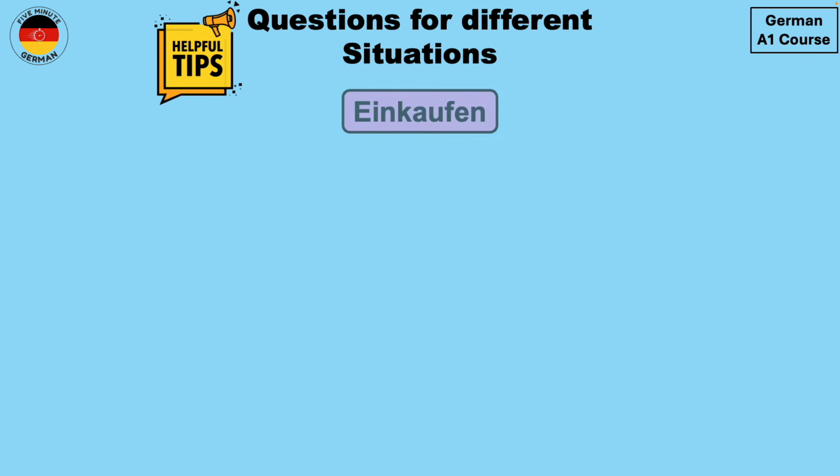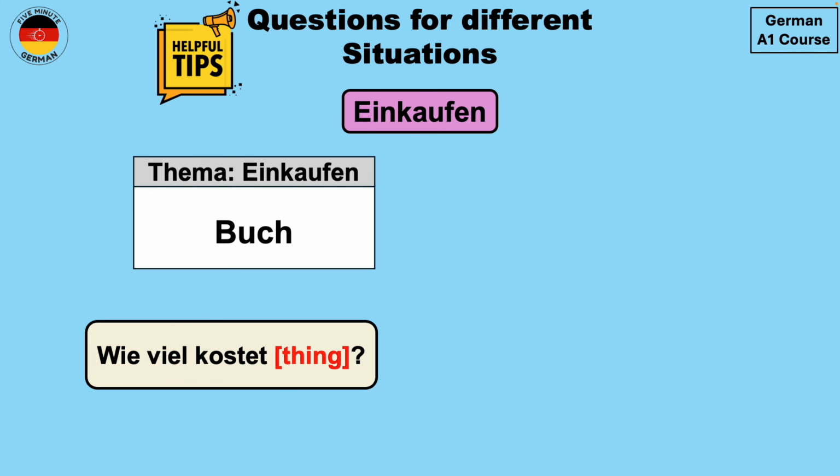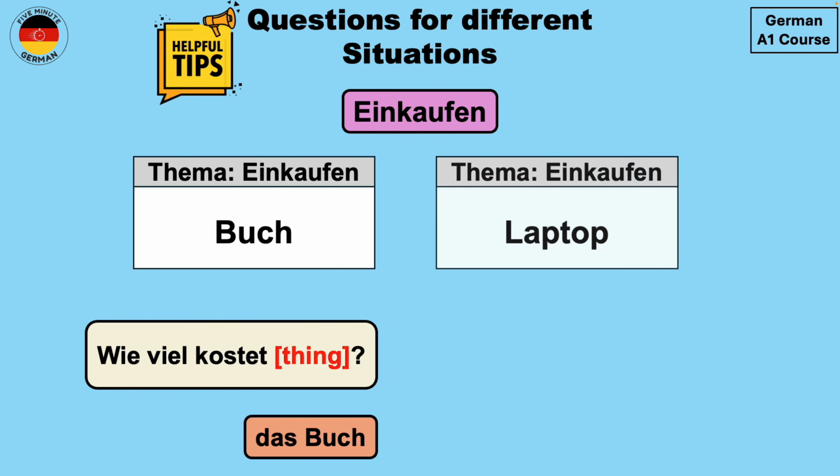Now if you have a Thema related to einkaufen, which means to buy something, and you get the card with the word Buch written on it, which means book, then in this case you can use the question, wie viel kostet, and then add the thing which is written on the card. For example, in this case it will be das Buch. So you will say, wie viel kostet das Buch? Or if the word was Laptop, then you will say, wie viel kostet der Laptop?